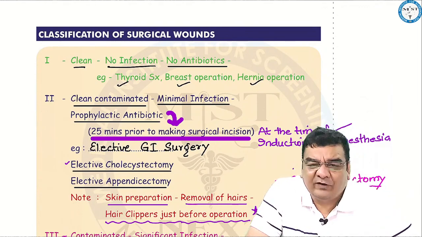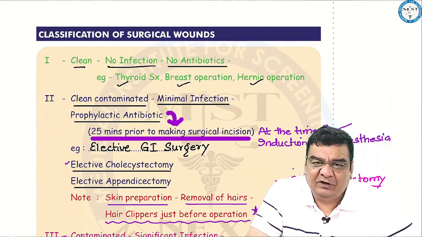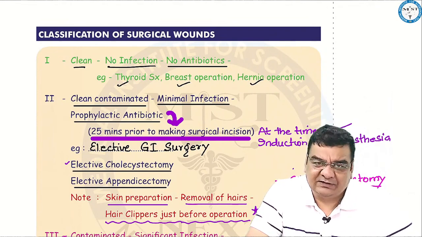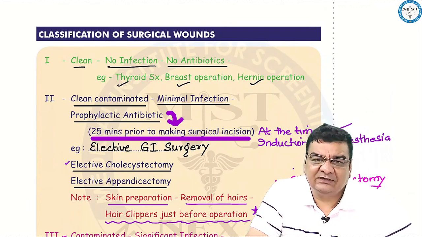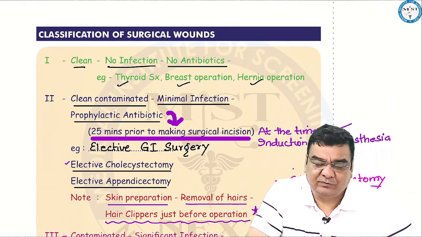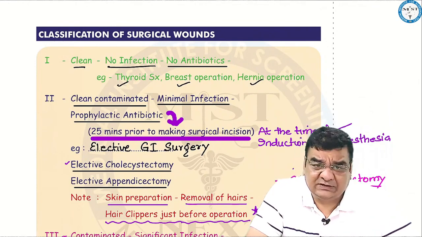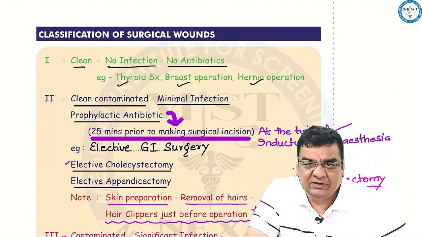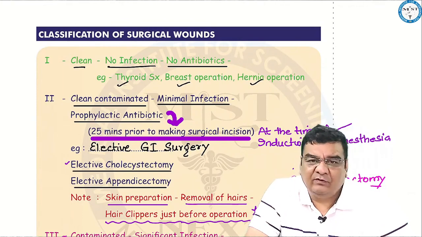So we give prophylactic antibiotic, preferably 20 to 30 minutes before the surgeon makes the incision, that is at the time of induction of anesthesia, to minimize the incidence of post-operative infection. Elective cholecystectomy, elective appendicectomy. If you are planning these surgeries, obviously the bacterial load will not be much.